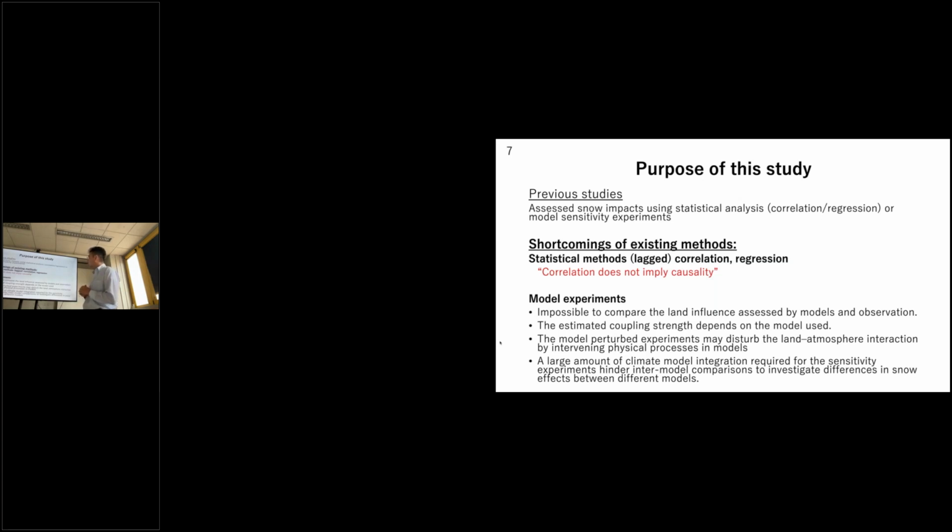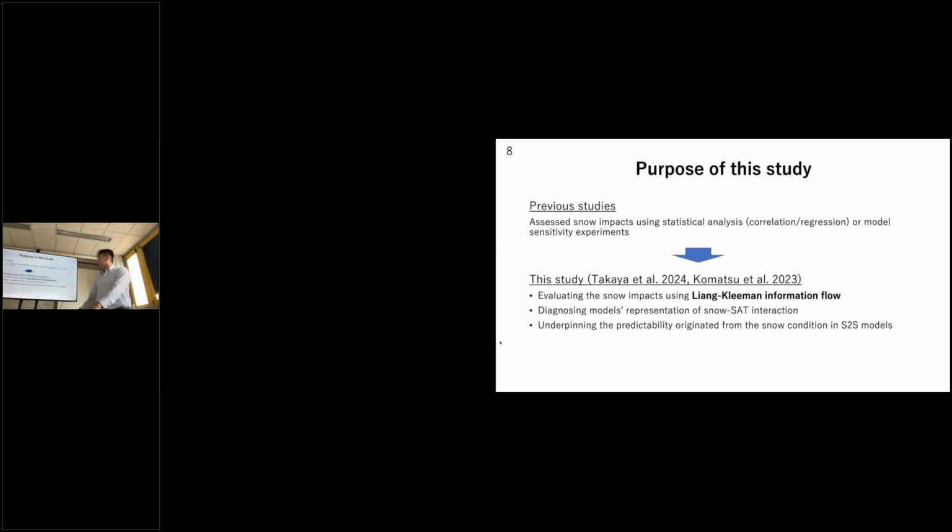as a truth. The third one is that if we perturb or change the initial conditions, we may have some unbalanced conditions, and that may affect the results of the sensitivity experiment. The last one is a technical reason: because we have to run numerous simulations, we need a computational cost.